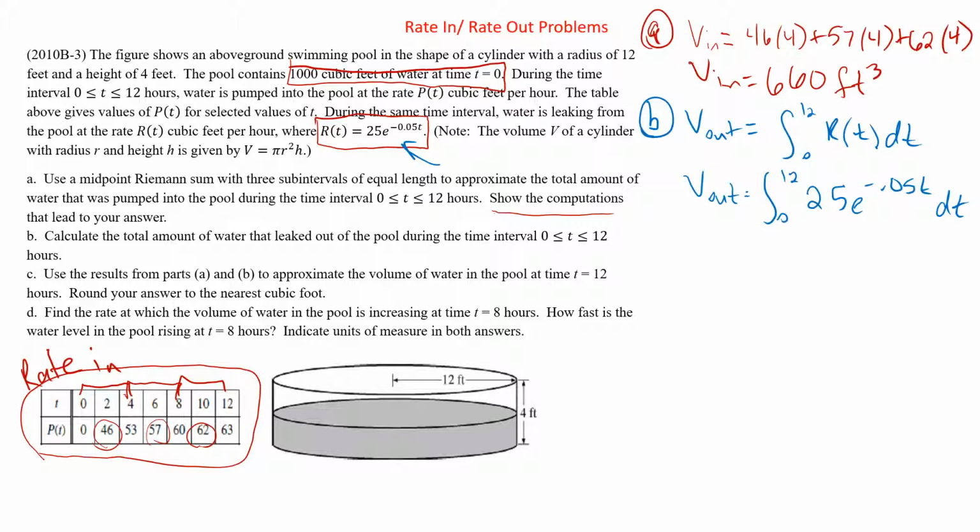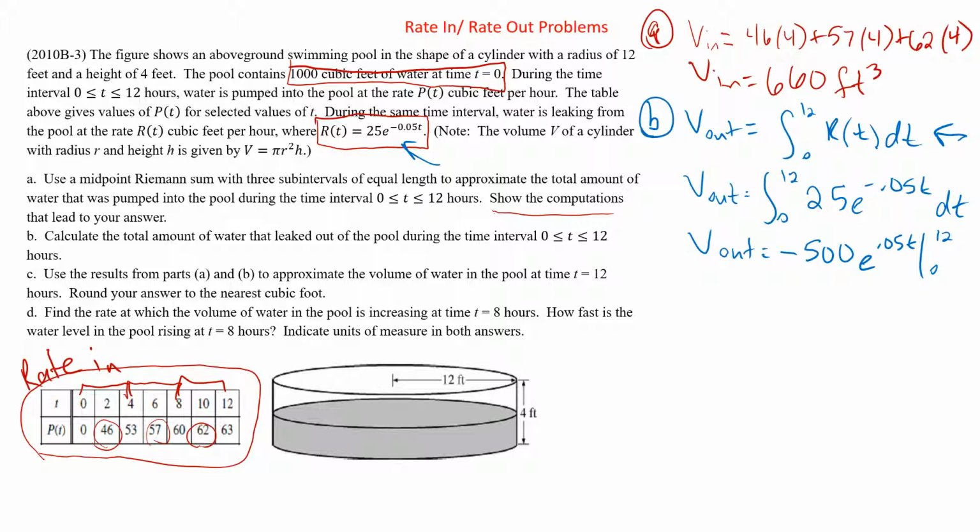It's important to have one of these written down. You don't actually have to have this second one written down. You could keep it with r of t. Here, we can find the antiderivative of this without too much trouble, because the 25 e to the something will be 25 e to the something divided by the derivative of the something, divided by the 0.05. 25 divided by 0.05 is just 500. So this will just be negative 500 e to the negative 0.05 t from 0 to 12.